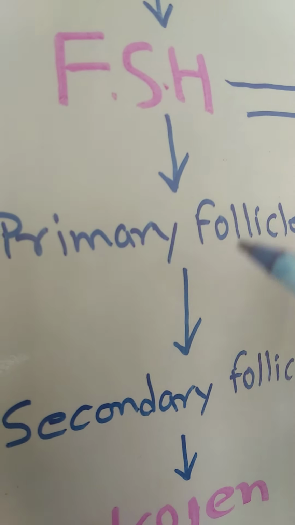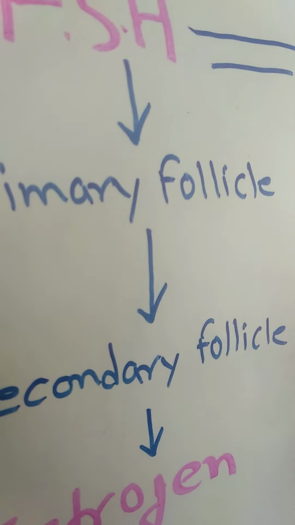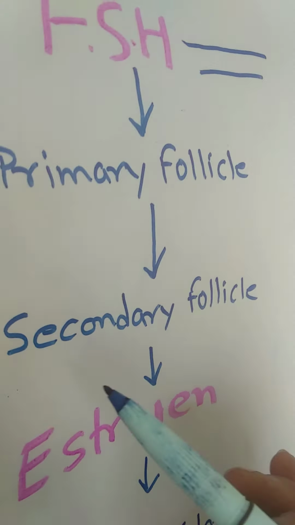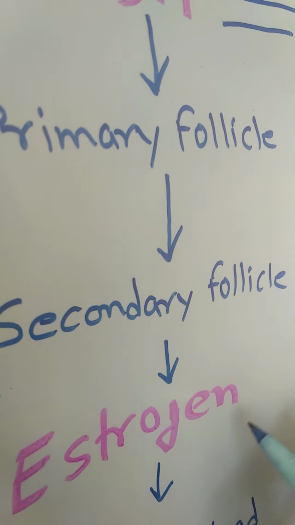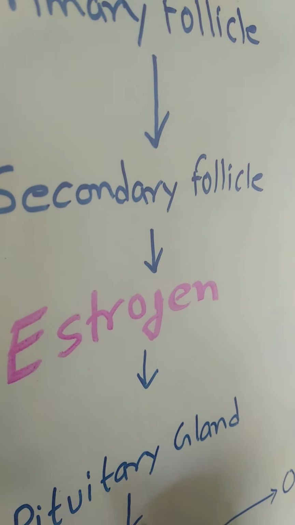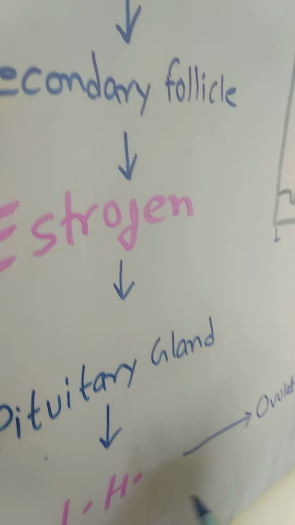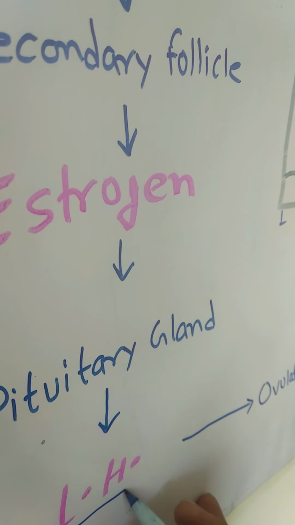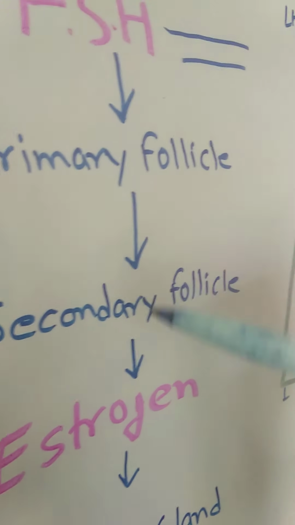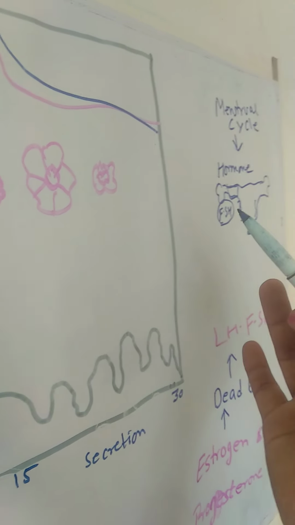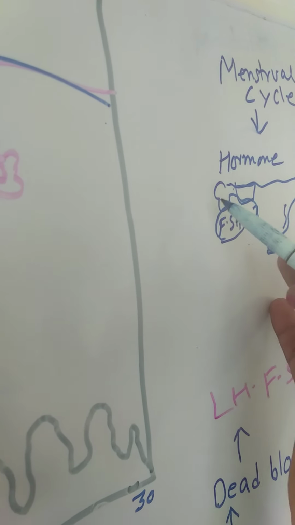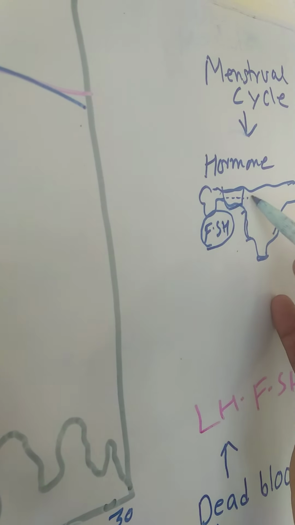This primary follicle later converts into a secondary follicle by maturation over a period of days. Then this secondary follicle helps in the production of a hormone called estrogen. This estrogen helps in the secretion of the hormone called LH, luteinizing hormone. Let me take you back to the diagram. Suppose follicle stimulating hormone is released from the pituitary gland, then what will happen, students? It will release luteinizing hormone.